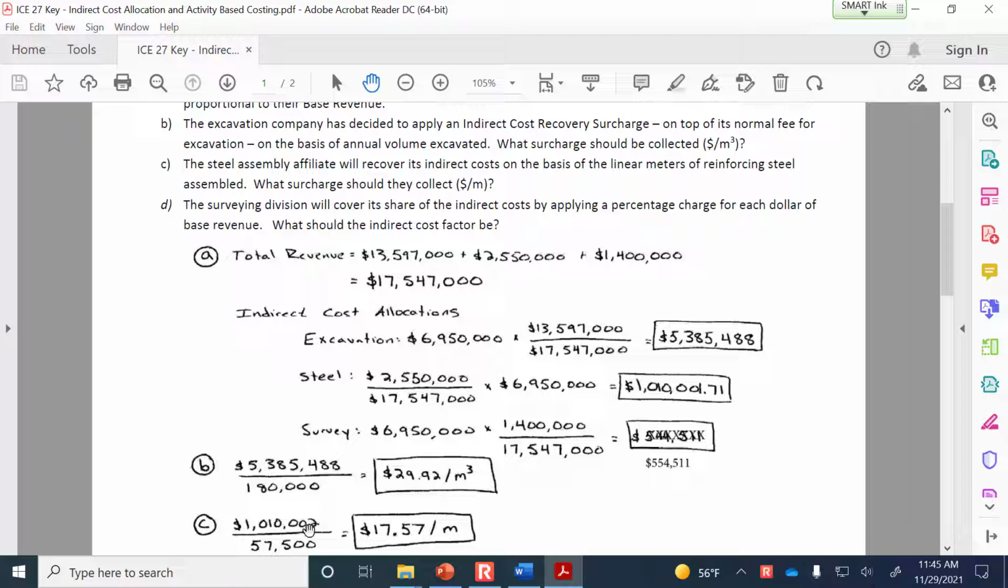So you can see what they're going to do is charge their customers an extra $17.57 for every meter of steel that gets assembled, just to cover the indirect cost.